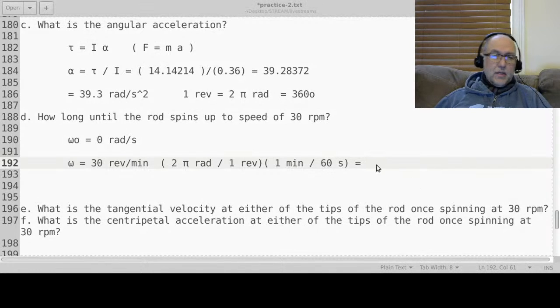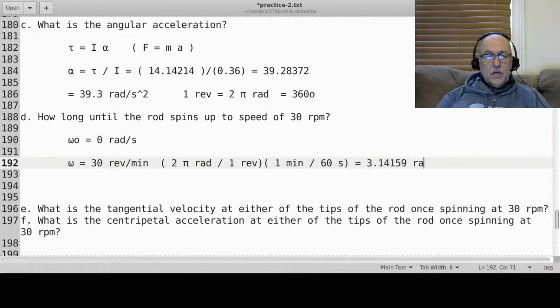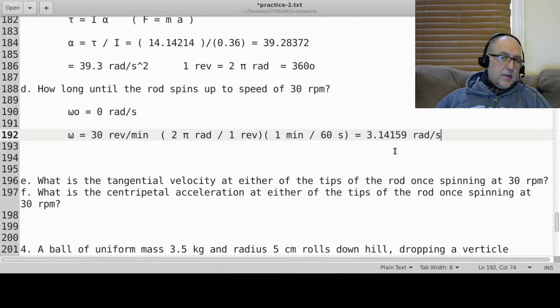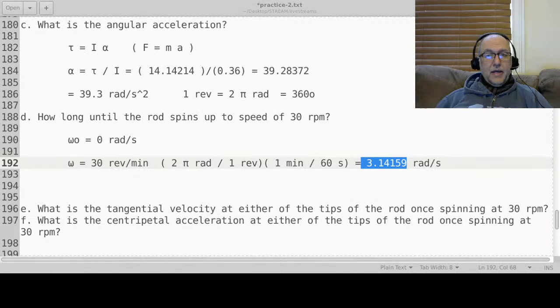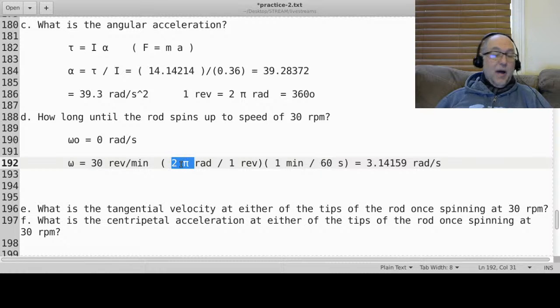Let me do that quickly on my calculator. So it's 30 multiplied by 2 pi divided by 60. There it is, radians per second. Yeah, it turns out to be pi. That's actually the value of pi in decimal. And the reason is that you had 30, but 30 divided by 60 is a half. Half of 2 pi is pi. So that's why you got that number there.